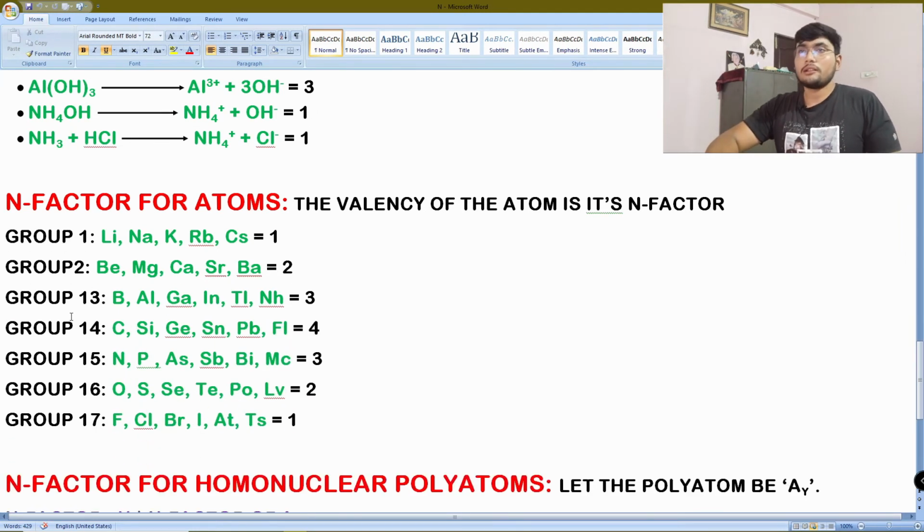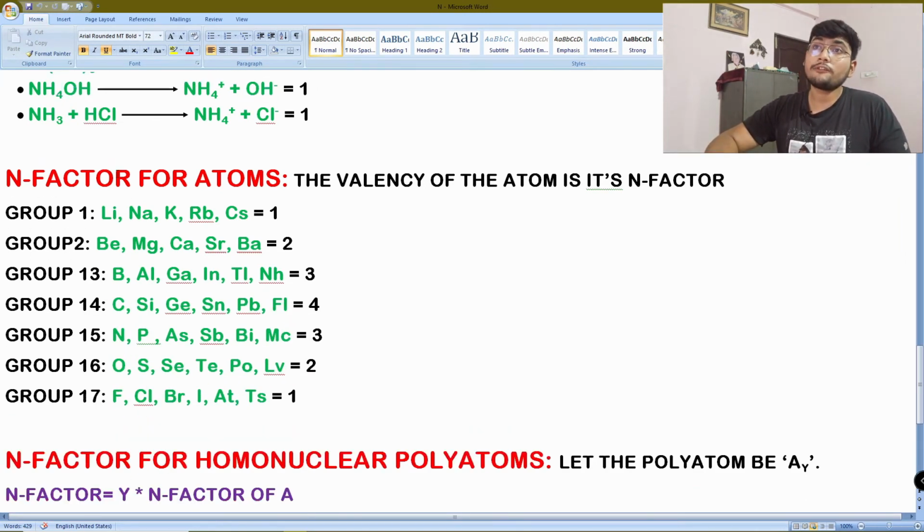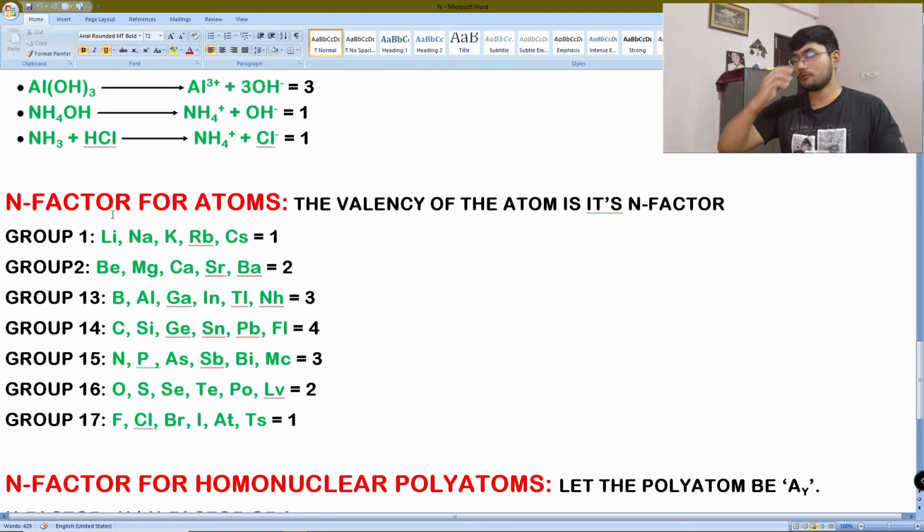Now let us see the N factor for atoms. The N factor of atoms is nothing but the valency of that atom. For example, the valency of sodium is 1, so the N factor is 1. The valency of carbon is 4, so the N factor is 4. That's how the N factor of atoms is calculated.